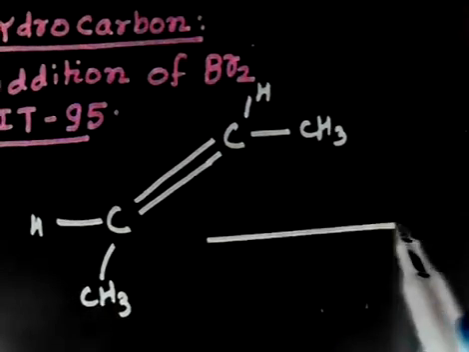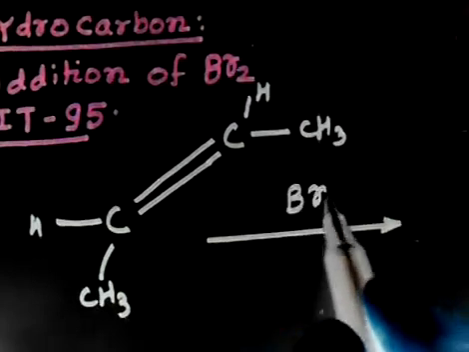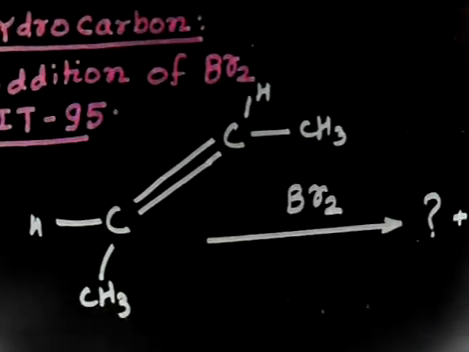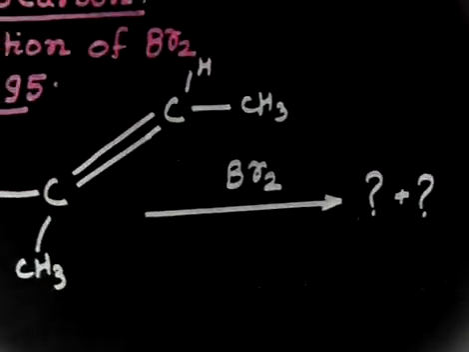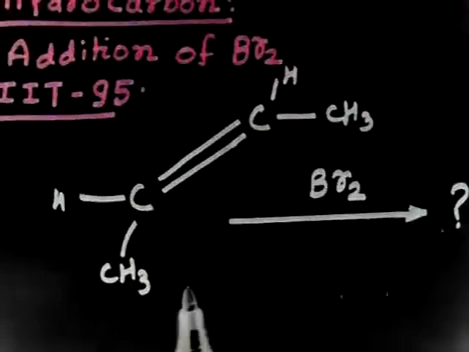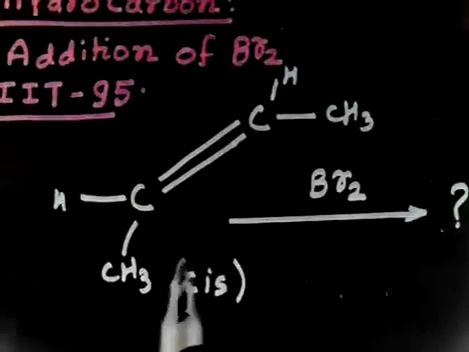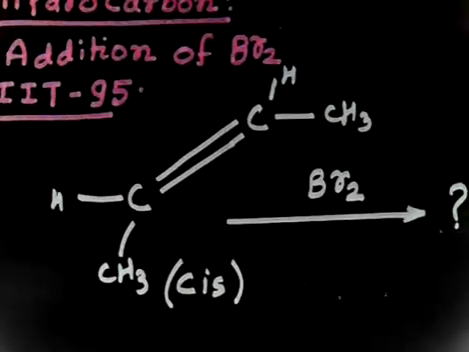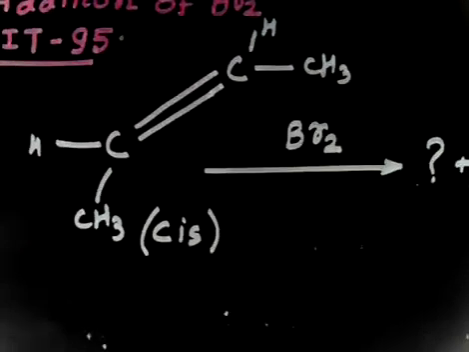If this compound reacts with bromine, what will be the product? You have to write down the stereoisomers of cis-2-butene. So this is cis. Now, this problem we have already discussed in the class. You know what the answer is, so let me show you the mechanism of how we get the product.